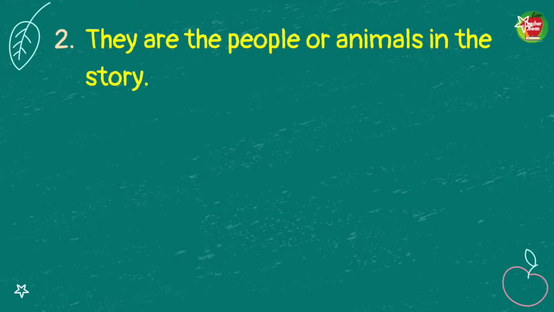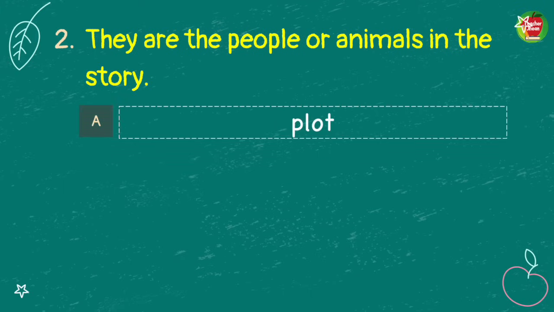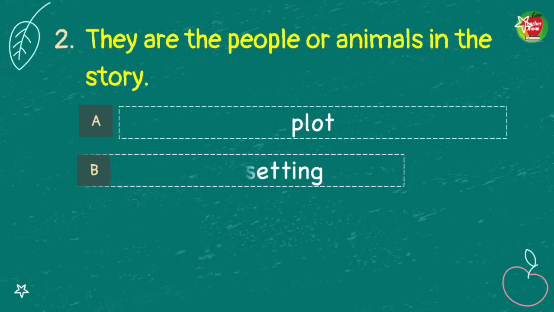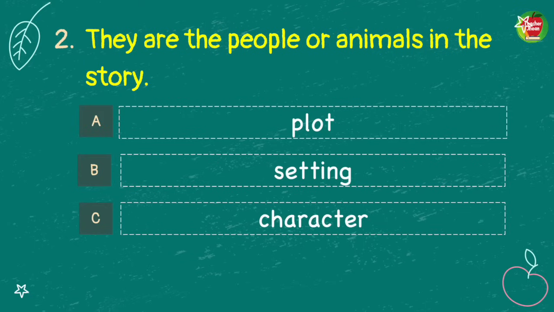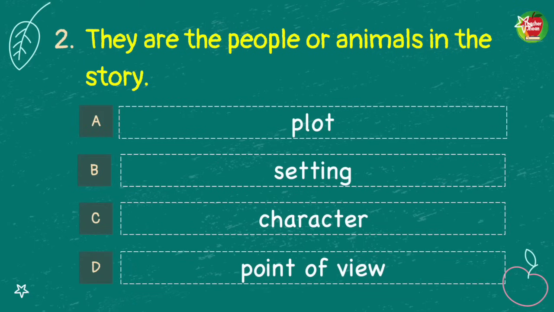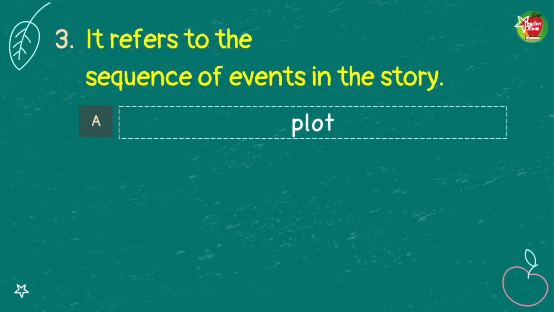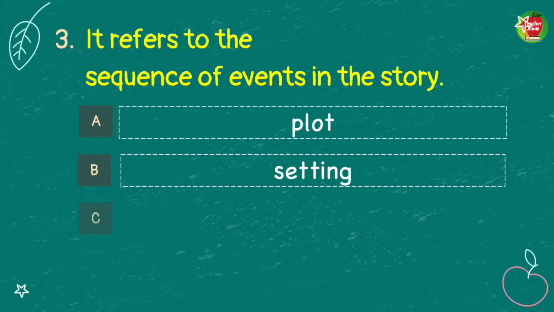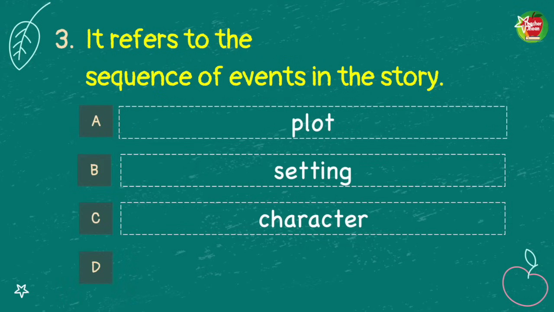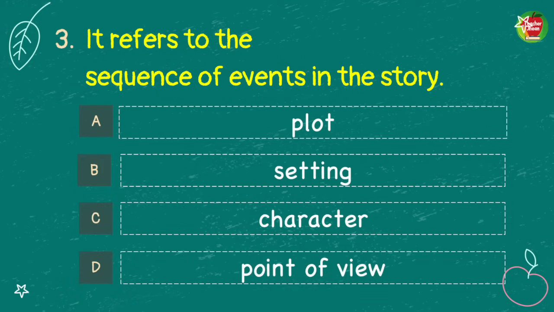Number 2, they are the people or animals in the story. A. Plot. B. Setting. C. Character. Or D. Point of view. Number 3, it refers to the sequence of events in the story. A. Plot. B. Setting. C. Character. Or D. Point of view.